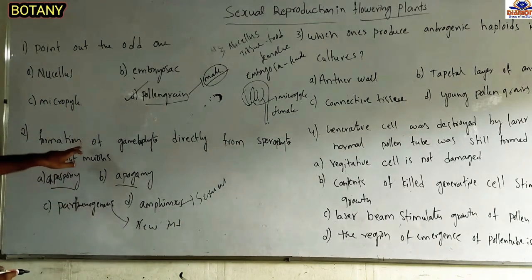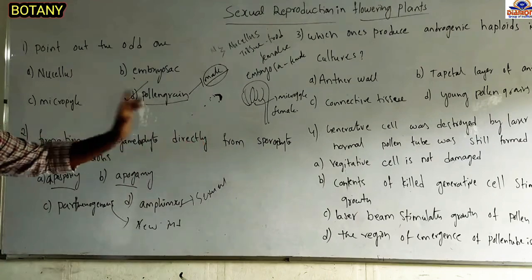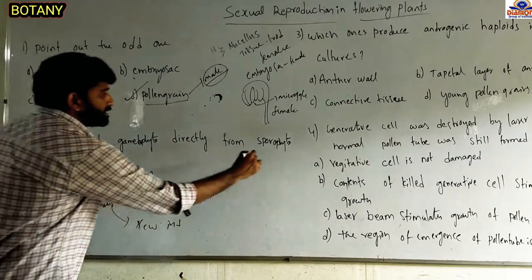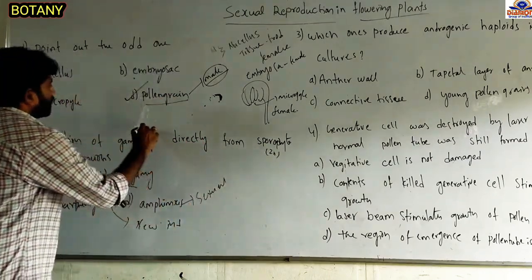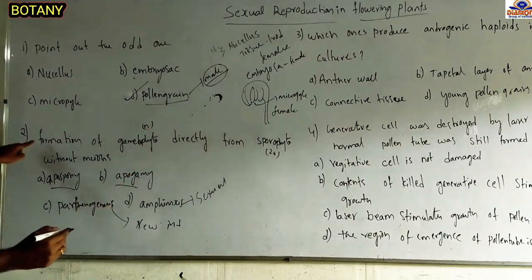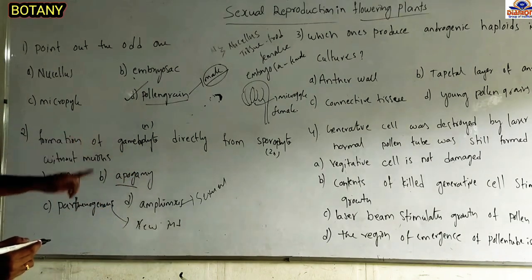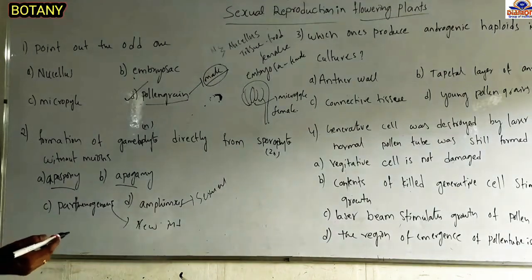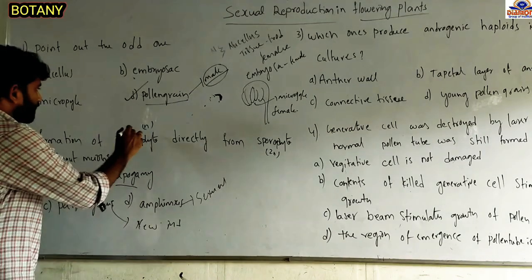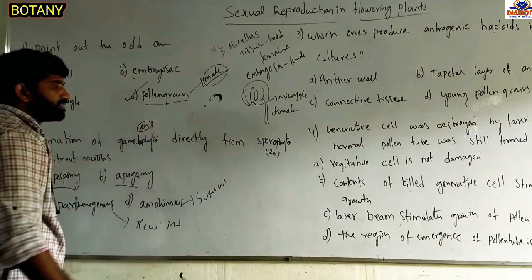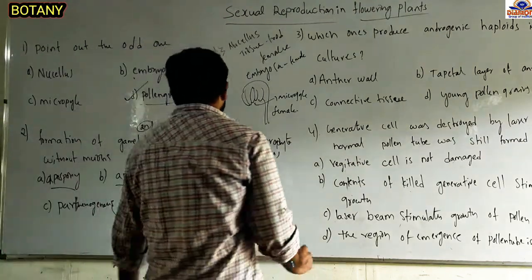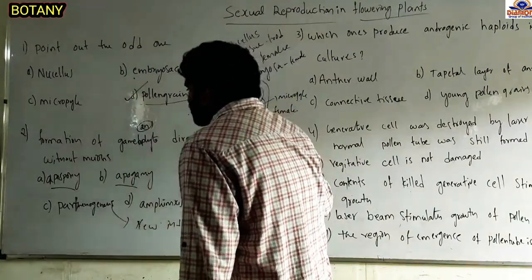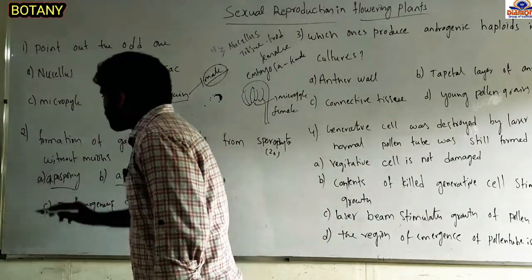So here the question is asking about gametophyte from the sporophyte. Sporophyte is a diploid structure. Gametophyte is a haploid structure. So formation of gametophyte directly from the sporophyte without meiosis means that at that time the gametophyte will also be present in the form of a diploid only. That condition is called apospory.